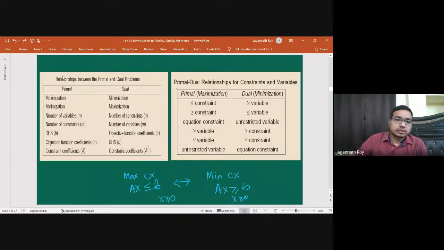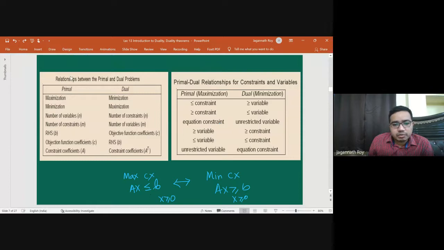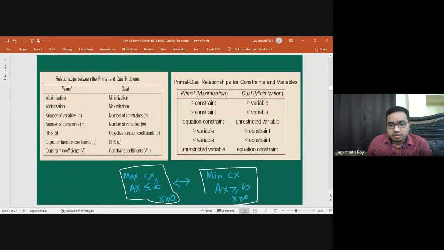So if the primal problem is a maximization, and it has this form. Even if the primal has greater than type or equality type constraints, we can make them of this form. So if the primal problem is of this form, then the dual will be of this form. We'll try to keep this convenient, so that it follows only one type of inequalities, either less than type or greater than type.